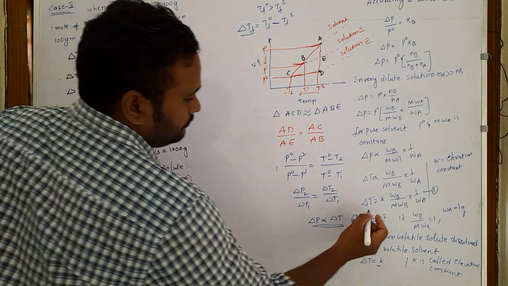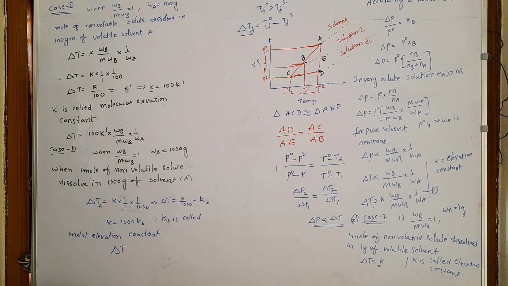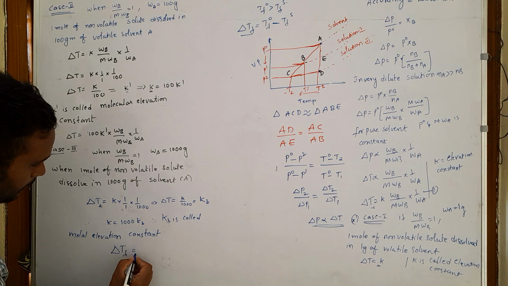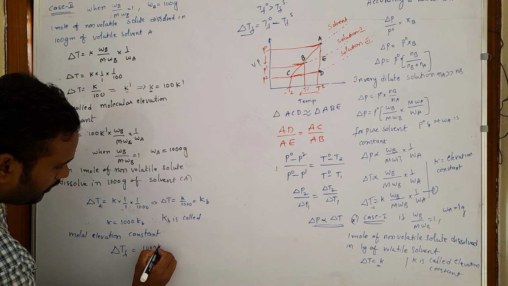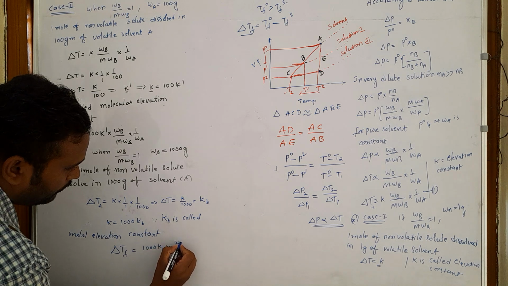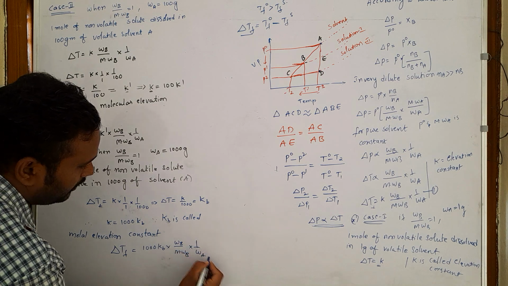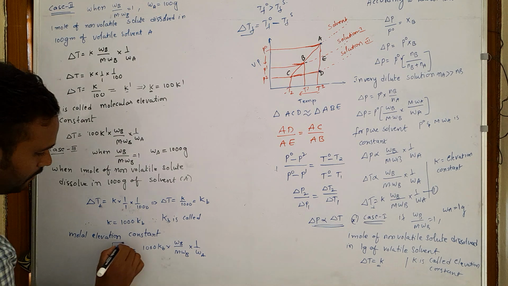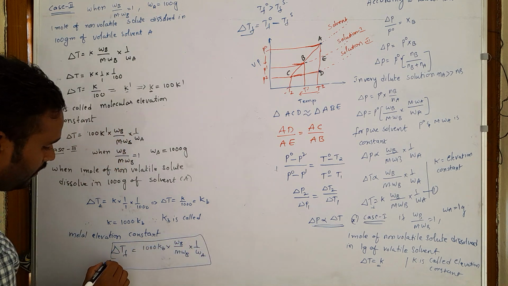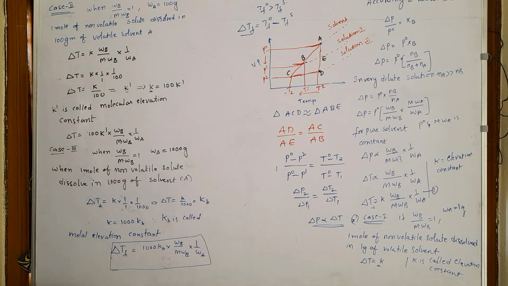So delta TF, everywhere you write delta TF. Delta TF is equal to 1000 into KB into weight of B by molecular weight of B into 1 by weight of A. So this is the final equation we will get. Here KB is called molar elevation constant. What are the units of KB? Moles, Kelvin inverse, like that it is having units. Okay, this is about KB.